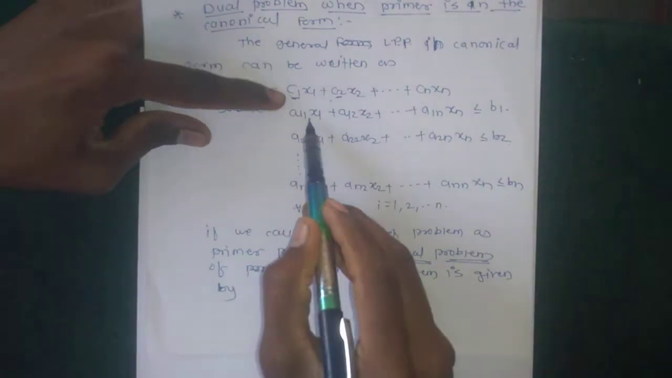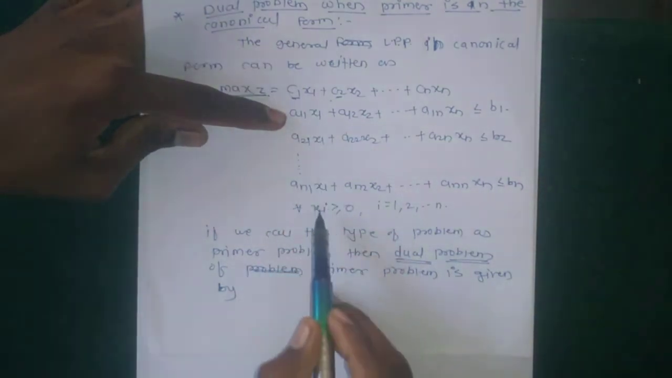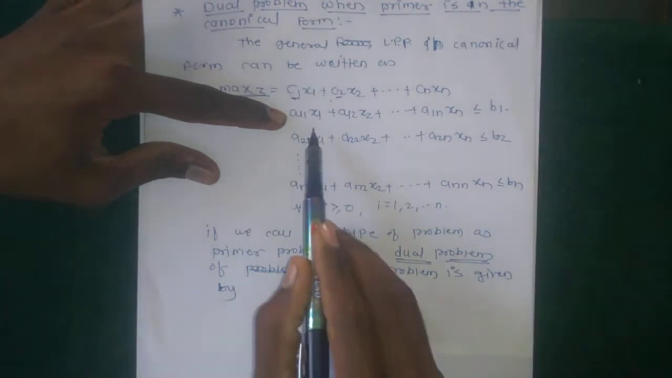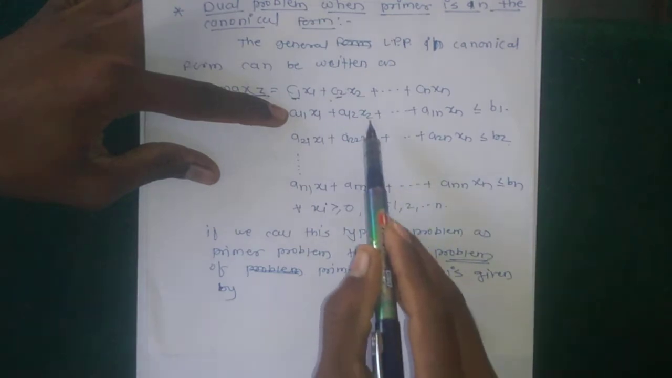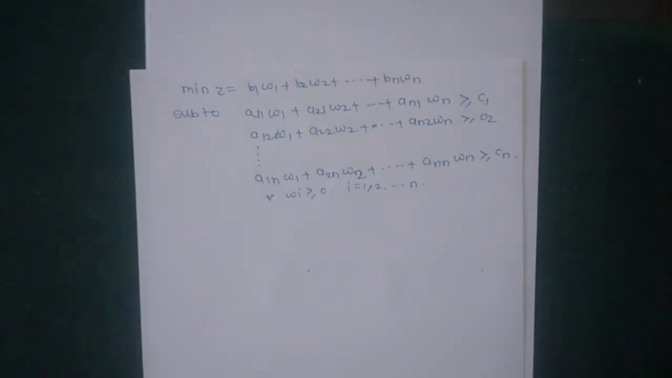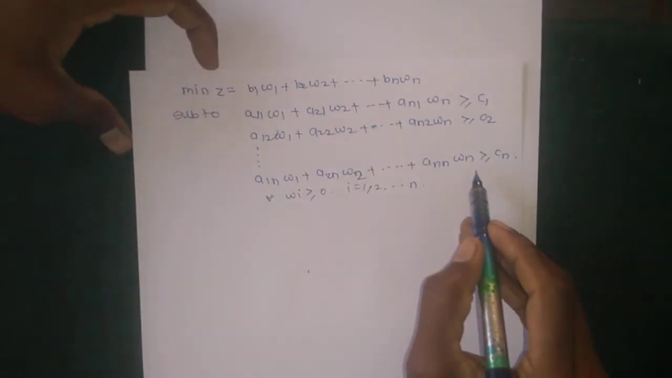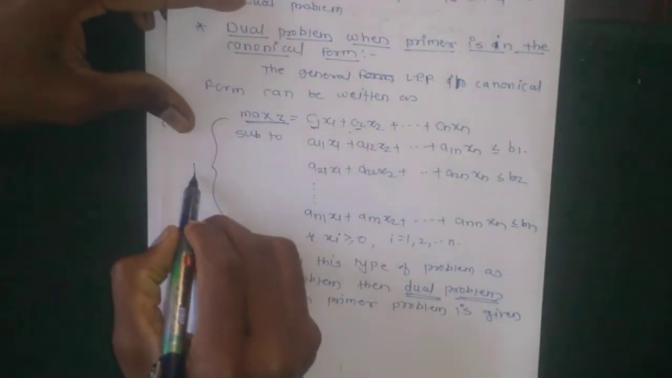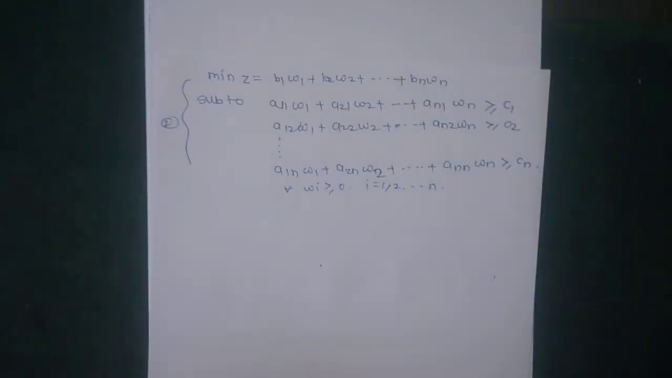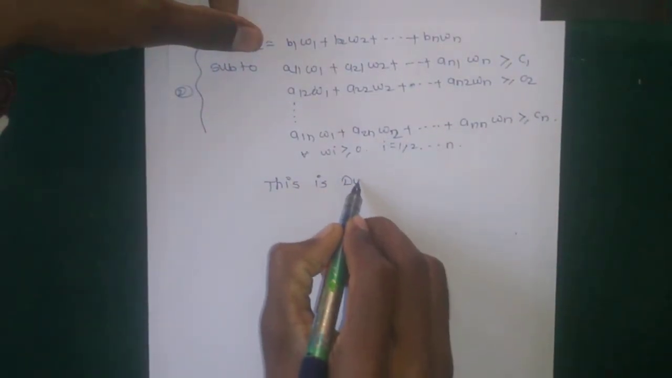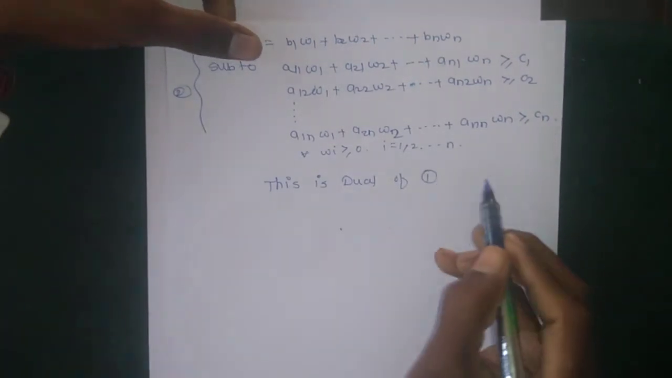The constraints are written as follows: the coefficients of x1 form the first constraint, the coefficients of x2 form the second constraint. In this way write the constraints. Suppose this is equation number 2, and this is equation number 1. So this is the dual of primal problem 1.